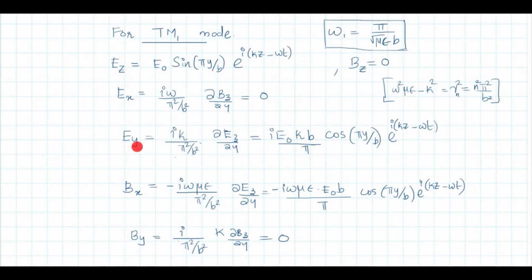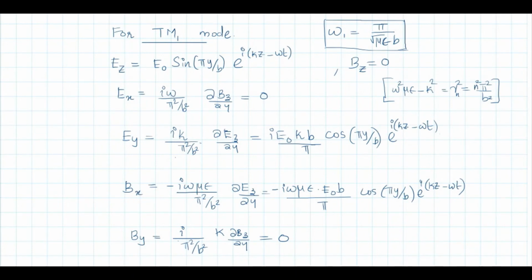Similarly, from equations 14, 15, 16, 17, you can write relations for Ey, Bx, By. Ey is ik divided by gamma square, where for n equal to 1 gamma square is pi square by b square, into dou Ez by dou y. Take the derivative of this quantity with respect to y. So sine pi y by b derivative is cos pi y by b into pi by b. One pi by b will cancel with the denominator and it will go like b by pi. So i E0 k b by pi cos pi y by b e raised to i(kz minus omega t). This factor remains the same. What is Bx?